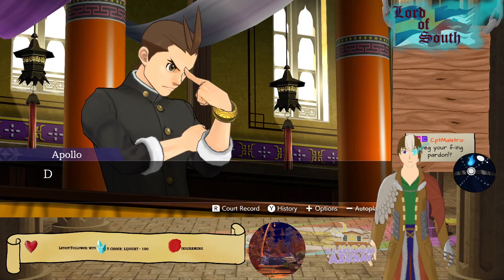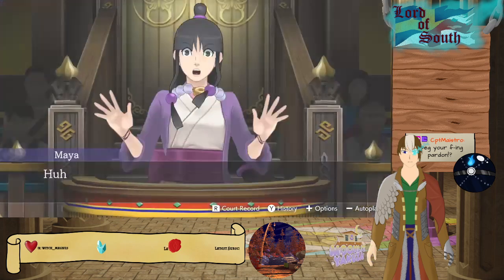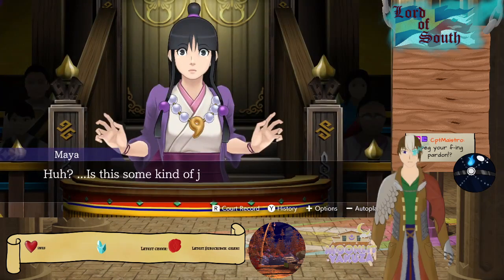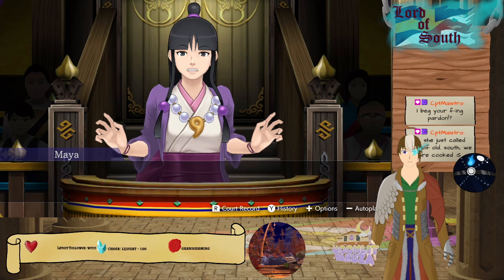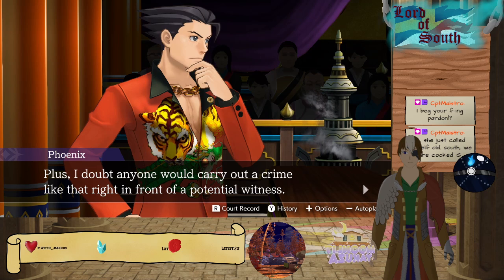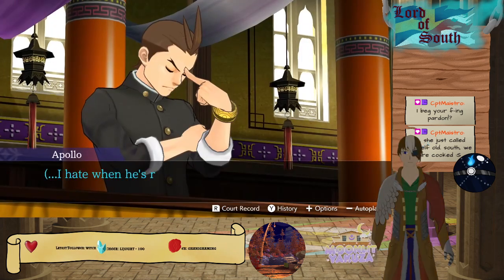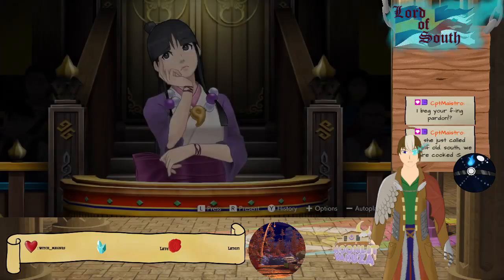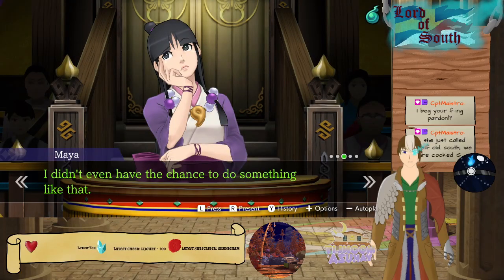Okay, then let me ask you something. Did you ever see Naina in the tomb, dressed as the root? Is this some kind of joke? I think I remember if I saw something as crazy as that. Plus, I doubt anyone would carry out a crime like that right in front of a potential witness. I hate when he's right. She just called herself old. Southward cooked. Yeah, fair enough.